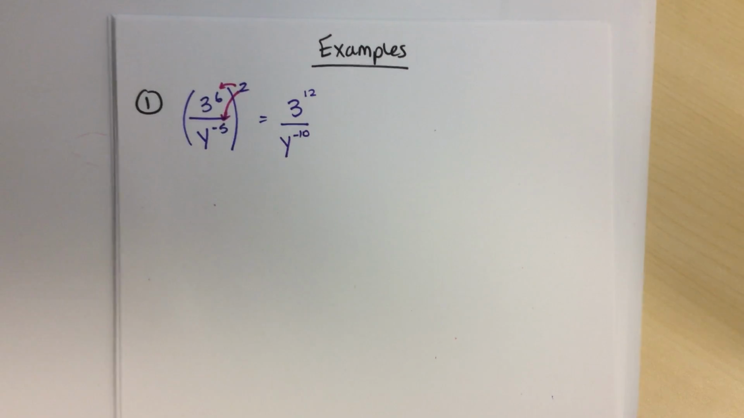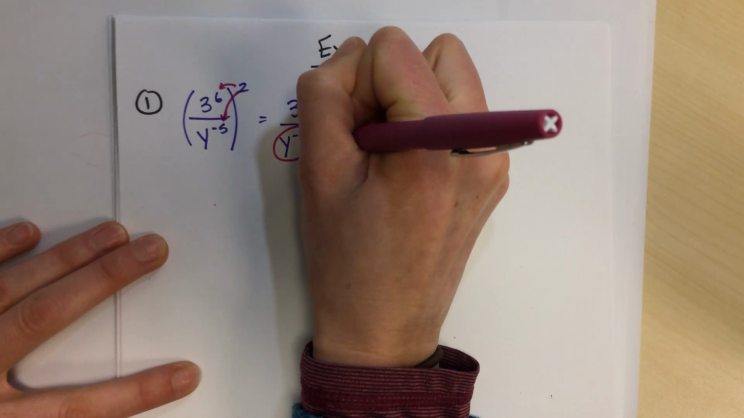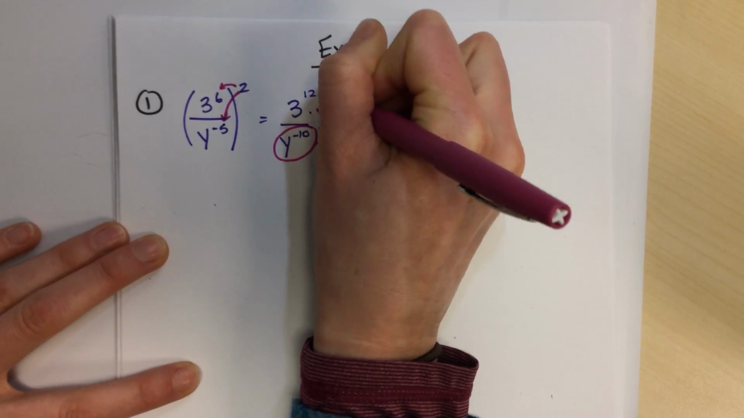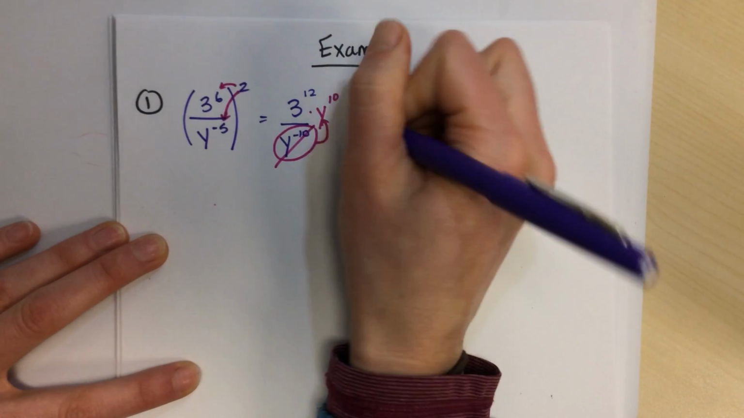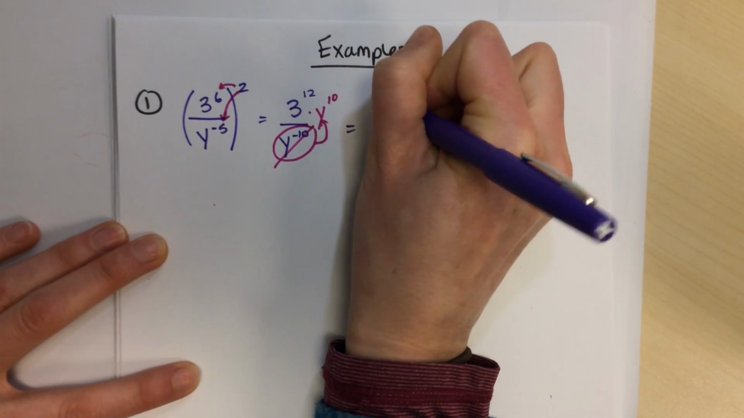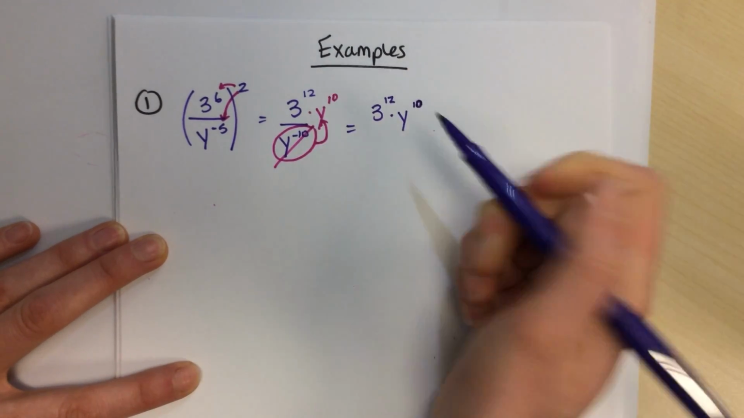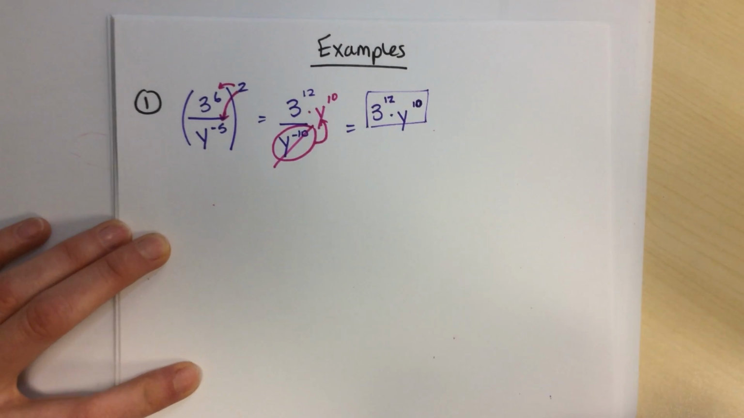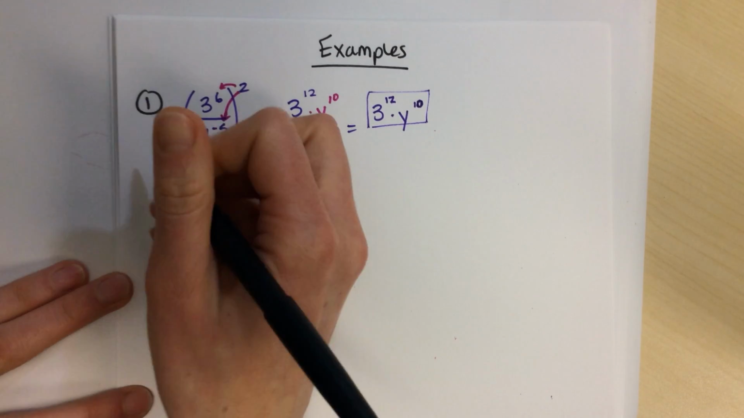Awesome. Okay, but we don't like that negative 10. So to get that exponent to be positive, we have to flip it to the other side of the fraction. So we've got y to the positive 10, and this goes away. So we're just left with 3 to the 12th times y to the 10th. You could put a 1 under here, but you don't need it. You don't need 1 on the bottom. So you're done. Cool.